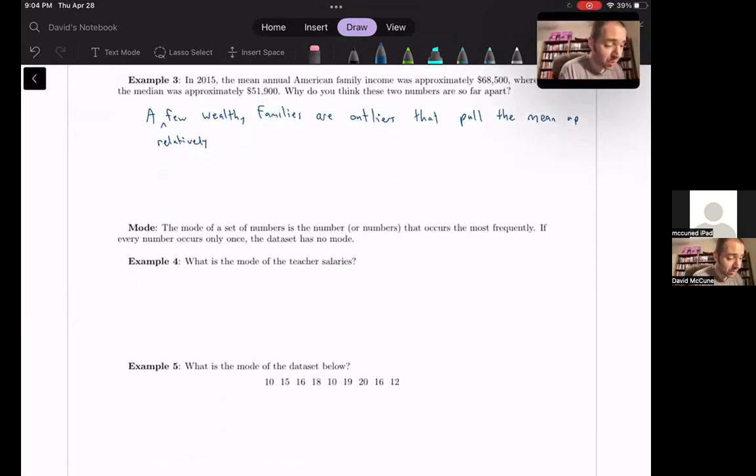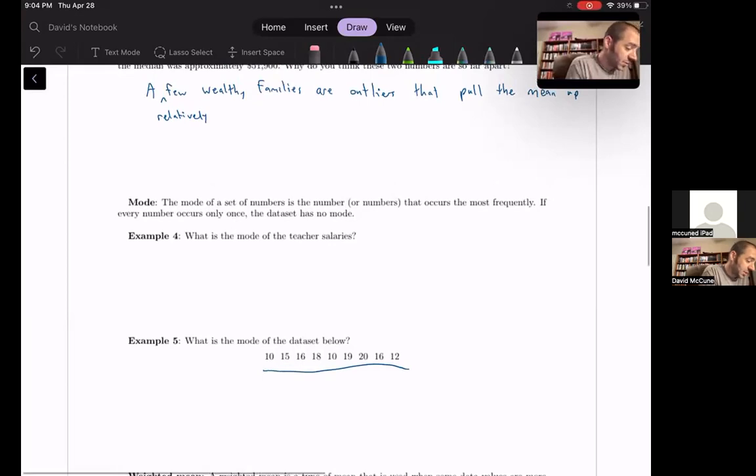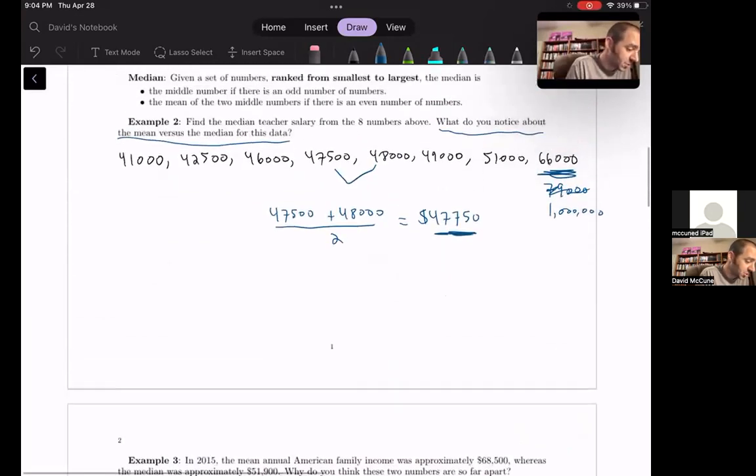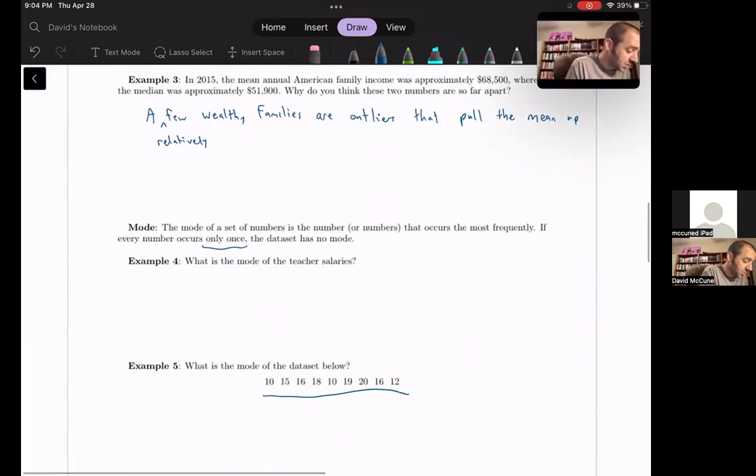Now let's cover mode. Everybody likes the mode, by the way. If you're asked what a mode is, or if I give you some numbers on an exam and say, what's the mode? Students like that. So the mode is the number or numbers that occurs most frequently. If every number occurs exactly once, then there's no mode. So back up here with the teacher salaries, every number occurs exactly once. There's no repetition of numbers, so no mode.